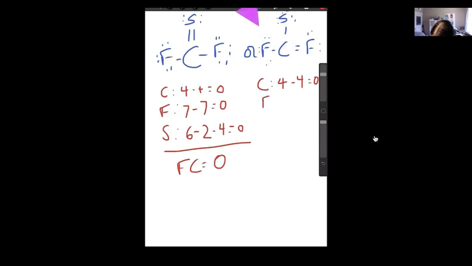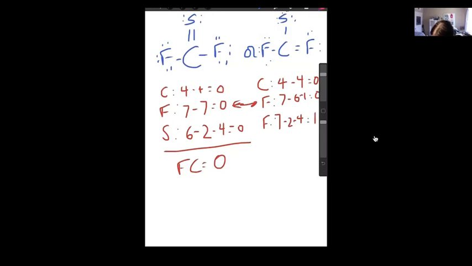Let's look at this fluorine. It came in with 7, minus 6 minus 1. That's how I should have written this one as well. It's easier to see. Minus 6 minus 1 equals 0. How about this fluorine over here? Fluorine came in with 7, minus 2 for the bonds, minus 4 for the non-bonding electrons, equals 1.